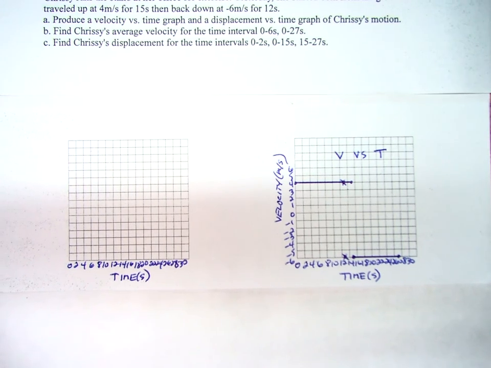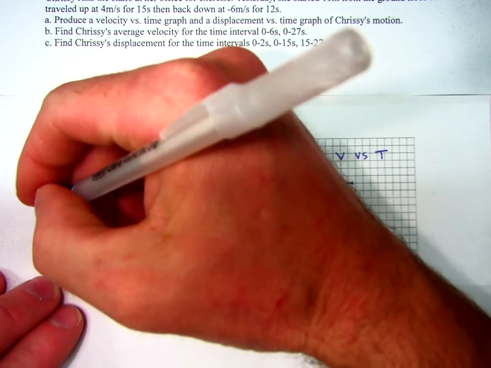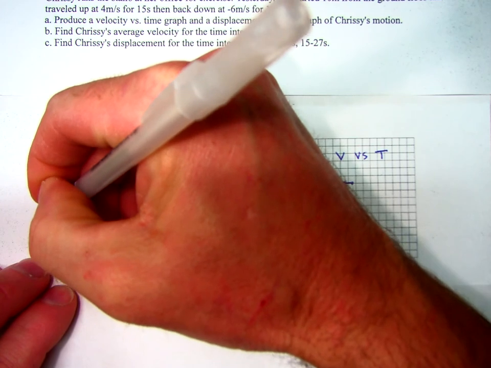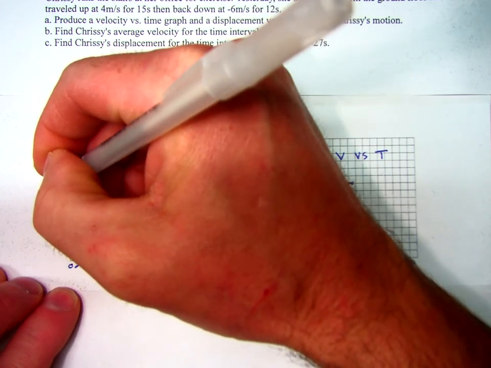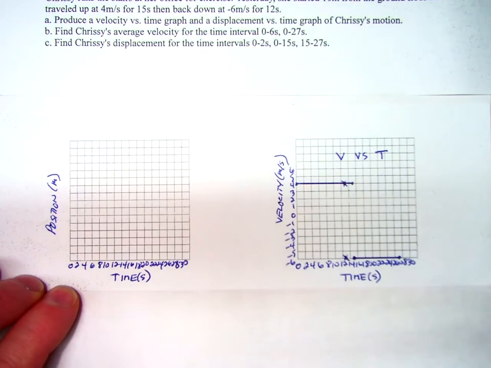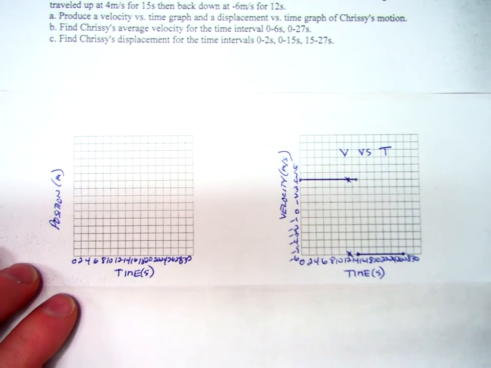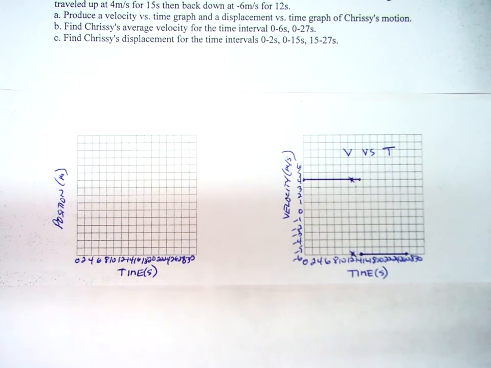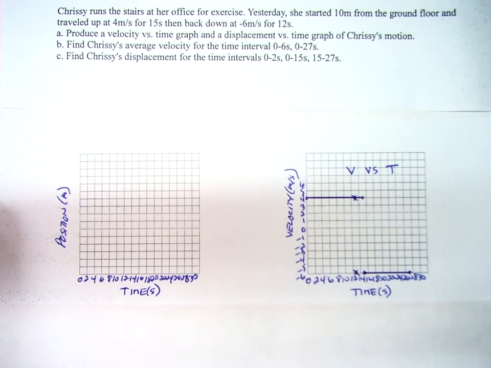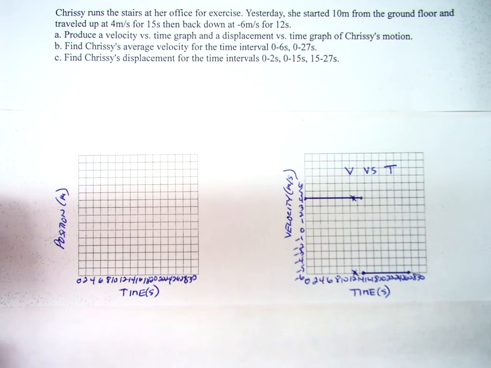Okay, so there's my time. On my y-axis, I've got position, or you can label it displacement. Remember, positions are displacements. Positions are a subset of displacements. They are displacements from the origin. Now, they give us some extra information here. They say that she starts at 10 meters. We need to figure out how does she change her position so we can label the y-axis.